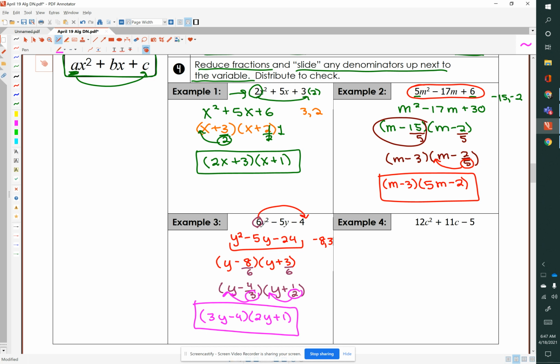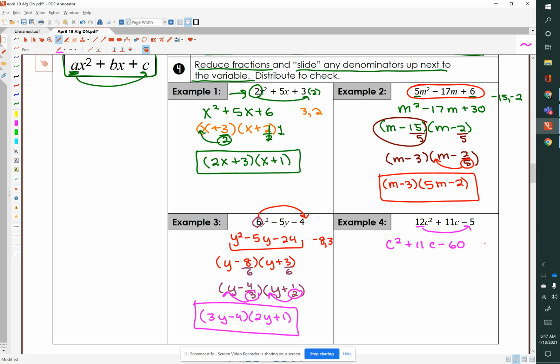Okay, example 4, 12c to the second power plus 11c minus 5. We'll multiply the negative 5 and the 12. So we're going to slip that 12 over. 12 times 5 is 60. So our new trinomial, c squared plus 11c minus 60. And I need a number that adds to 11 and multiplies to negative 60.